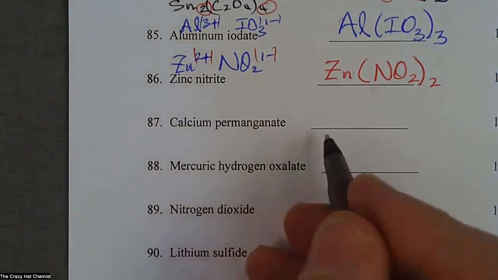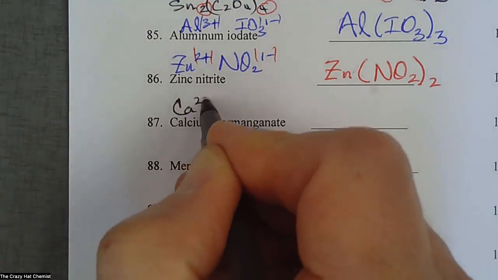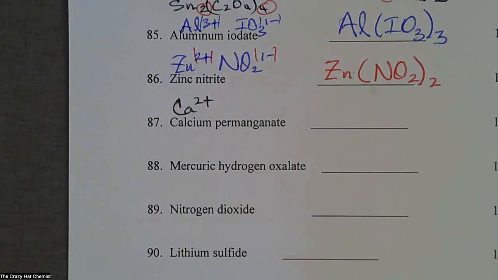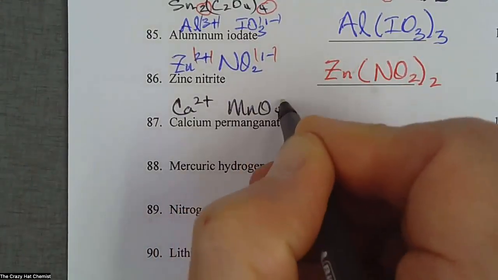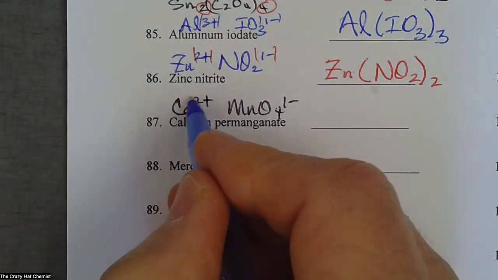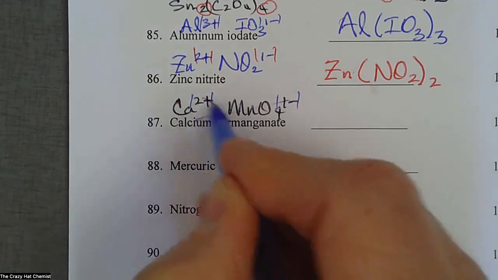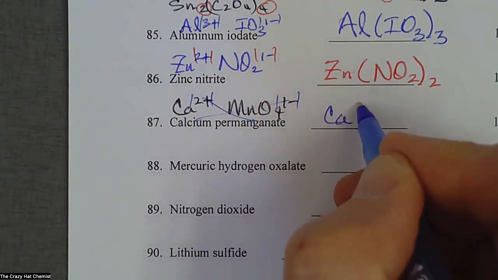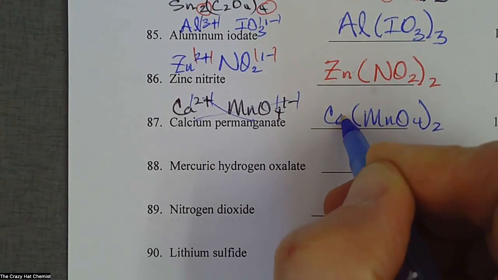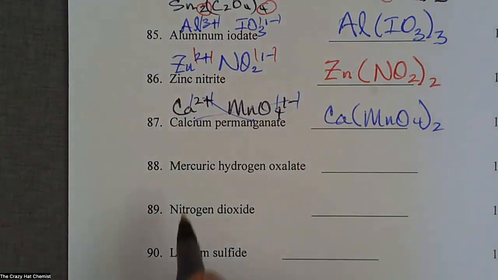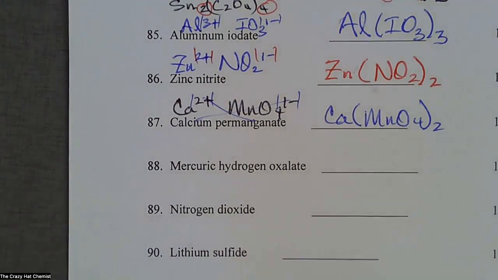Then we have calcium permanganate, that's Ca2 plus, that's group 2, and permanganate is MnO4 1 minus, a polyatomic ion. Absolute value of these, flip the numbers, bring it down. Ca, parentheses, MnO4, parentheses, and a 2. Okay, then it's mercuric hydrogen oxalate.